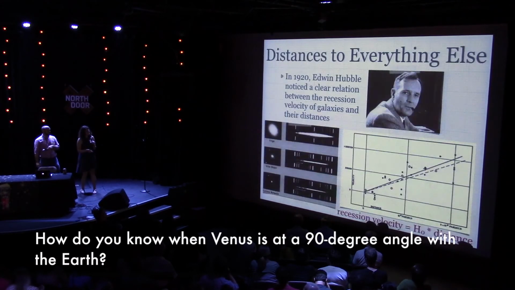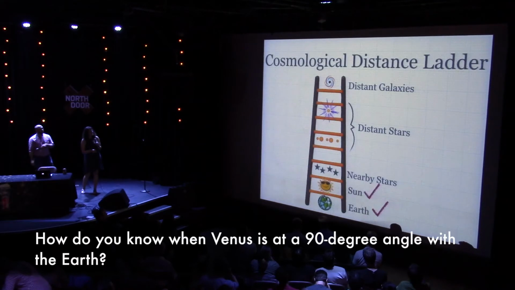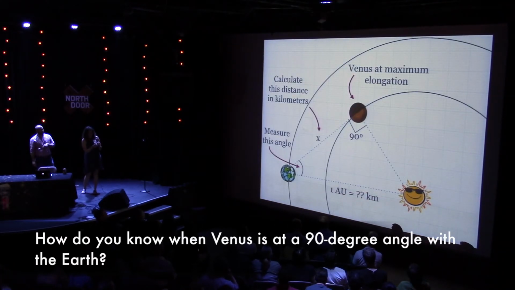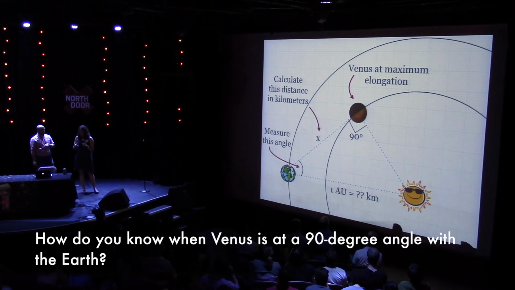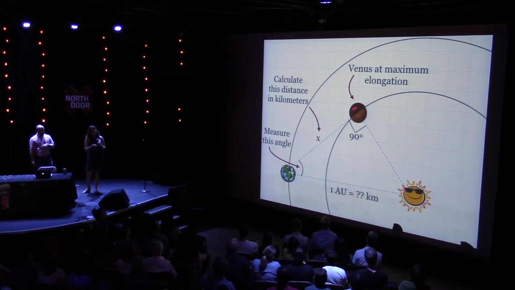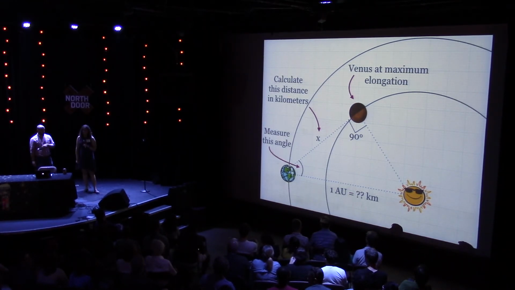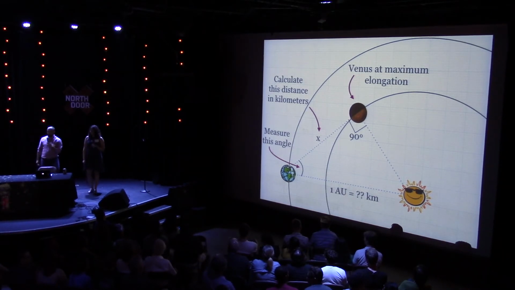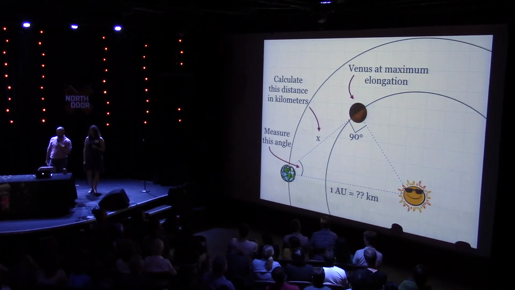Wonderful question. The question was, how did Huygens know that Venus was at a right angle with the Earth? What he did was he actually used the shadow. When Venus is illuminated by the sun, the back half of it is in shadow. So he just waited until he saw half the planet covered and half the planet exposed, and he knew that he was at maximum elongation. Great question.